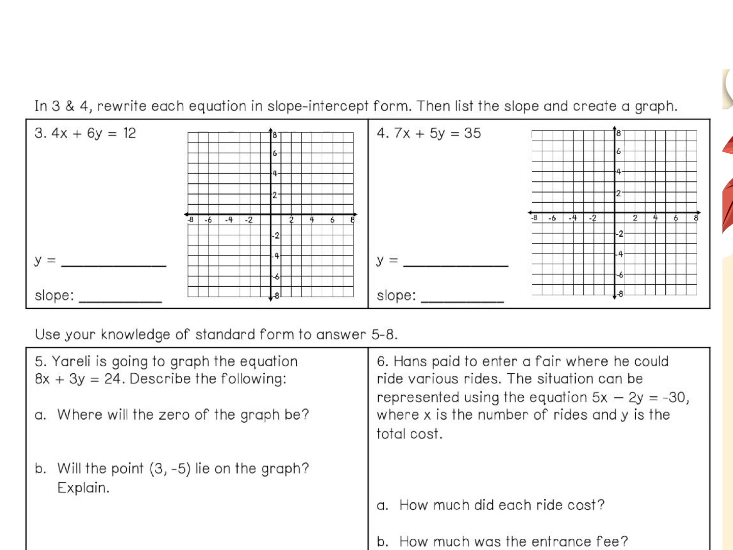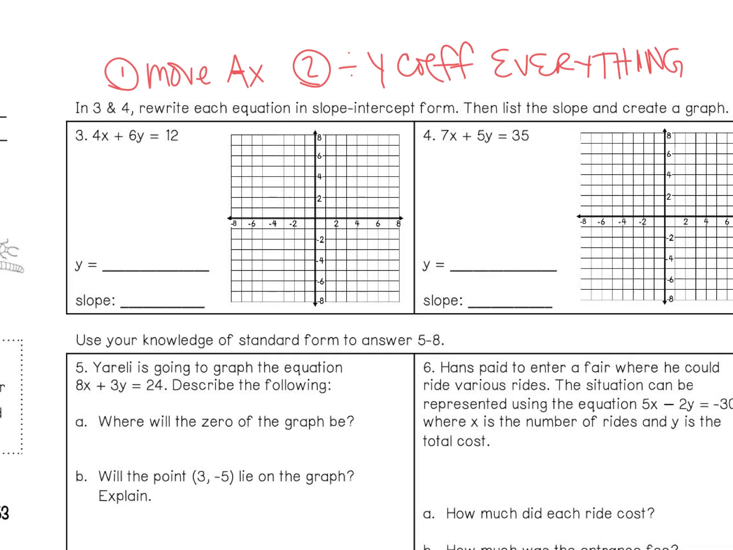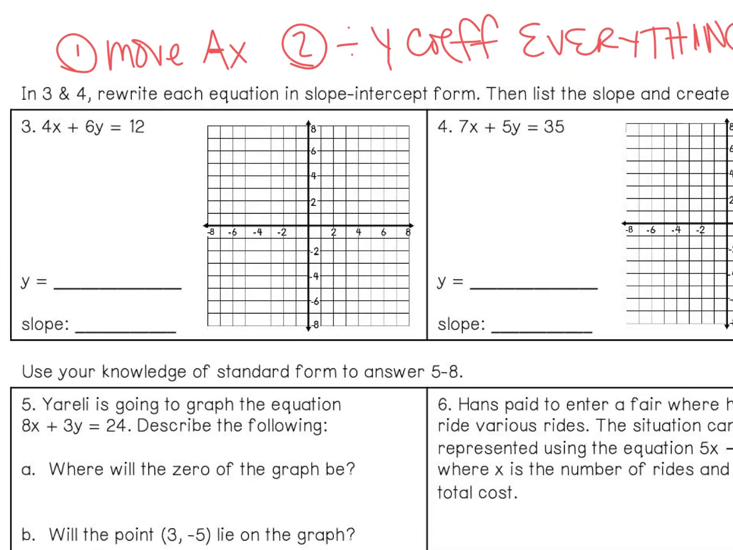When we did this before, these were our steps. We said step 1, move AX, and AX is always positive, so we're going to end up subtracting it. And then step 2, divide the Y coefficient on everything. Okay, so this is review, and again, you can do this whichever way you prefer. So we're going to practice on these two, and then again, when you get to whatever you're working on, you can choose.